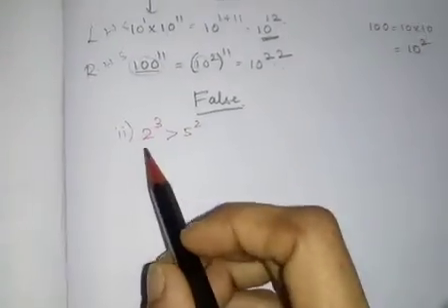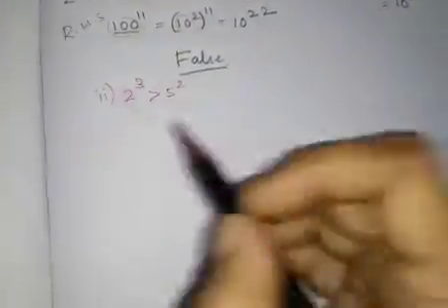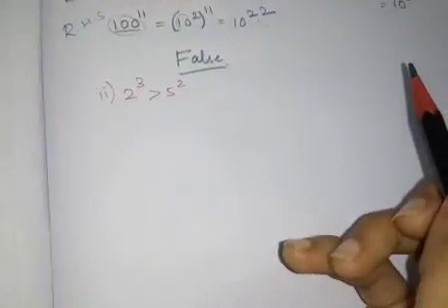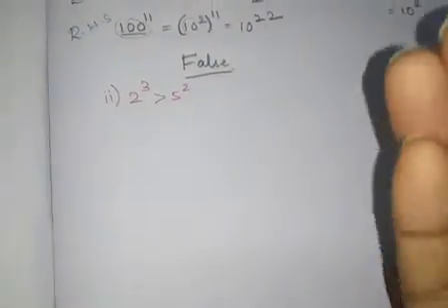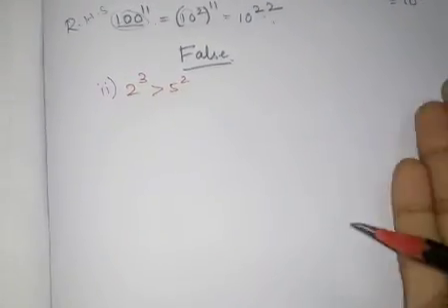Next is your second problem. 2 cube is greater than 5 square. They have given 2 cube is greater than 5 square, but we have to check. If it is correct, then the statement is true. If it is wrong, you should write the statement is false.